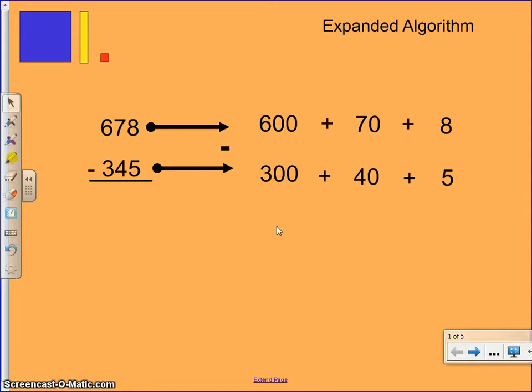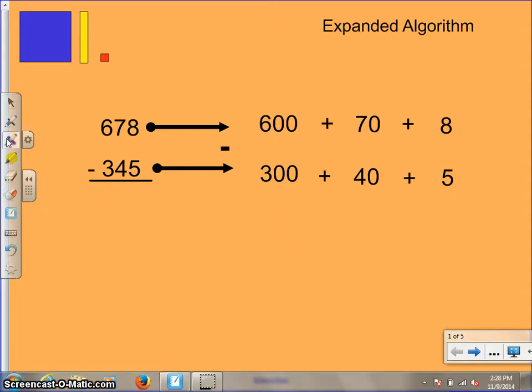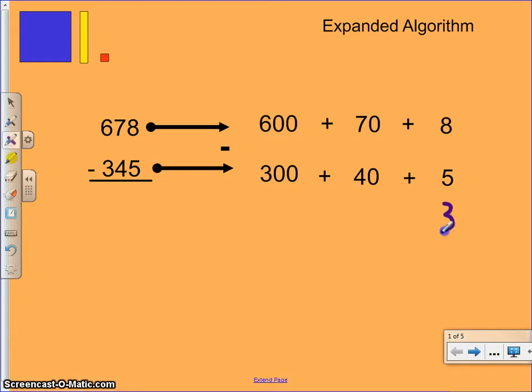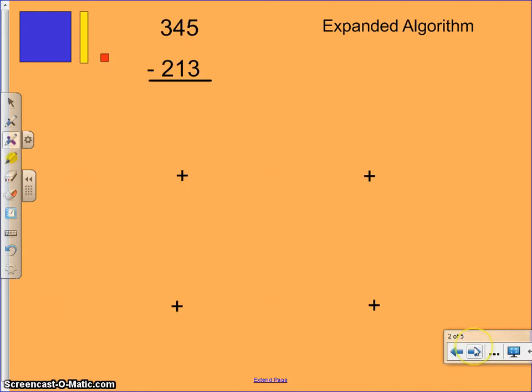Once I expand the numbers, I can just go ahead and start subtracting. So I start with my ones. I have 8 minus 5, that's going to give me 3. I have 70 minus 40, which is going to give me 30. And then I have 600 minus 300, which is going to give me 300. Now, I have to condense my answer and bring it back into standard form by adding them all together. So I have 300 plus 30 plus 3, which is going to give me 333. Let me show you that again on this next page.